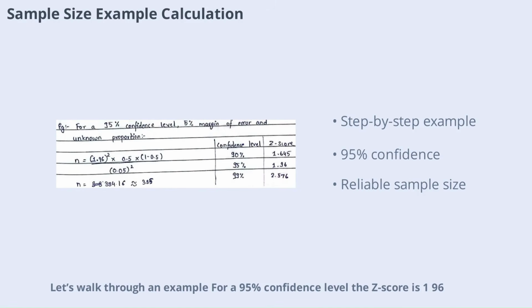Let's walk through an example. For a 95% confidence level, the Z-score is 1.96. If the margin of error is 0.05 and the estimated proportion is 0.5, the sample size formula gives us n equals 1.96² times 0.5 times (1 − 0.5) / 0.05², which equals approximately 384.14, rounded up to 385. This calculation ensures that our sample is large enough to provide reliable results.